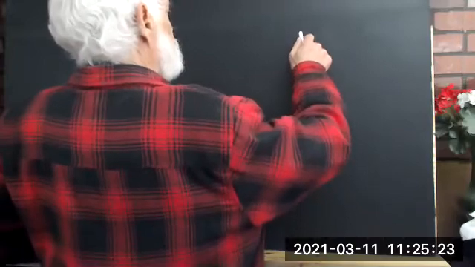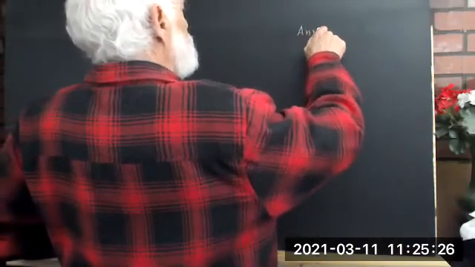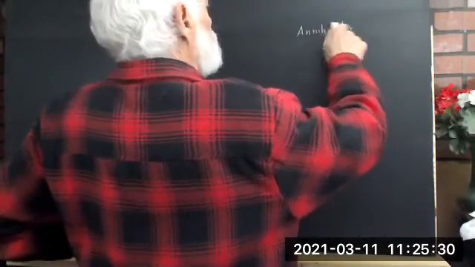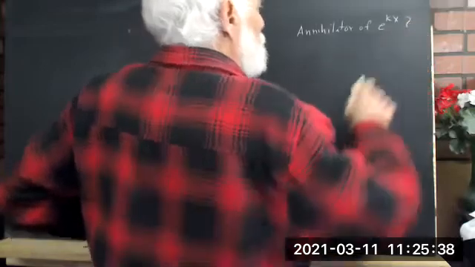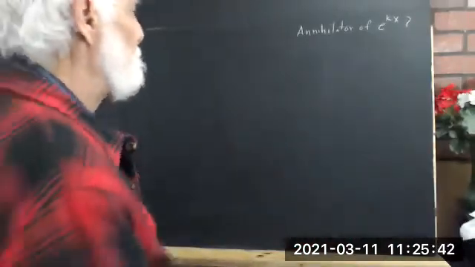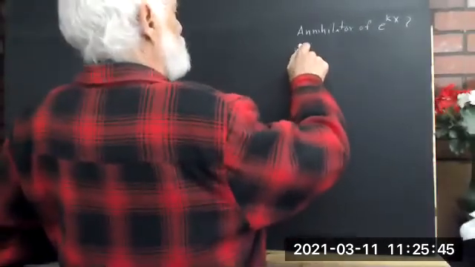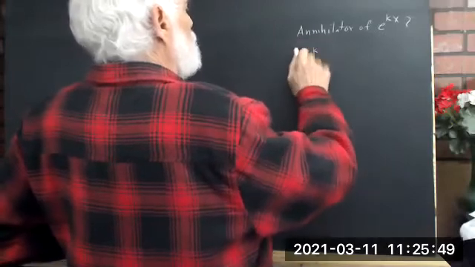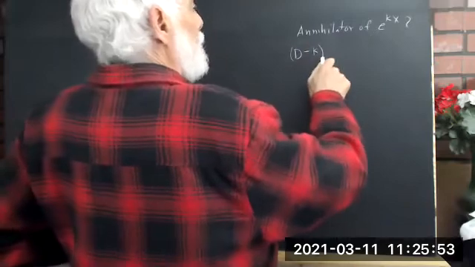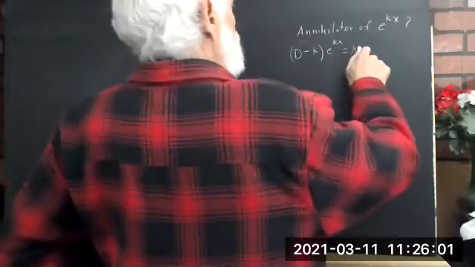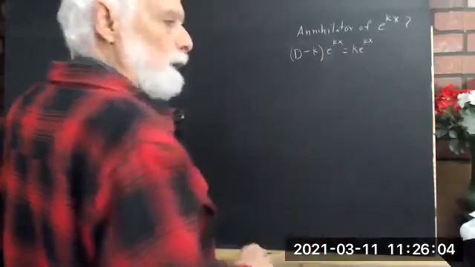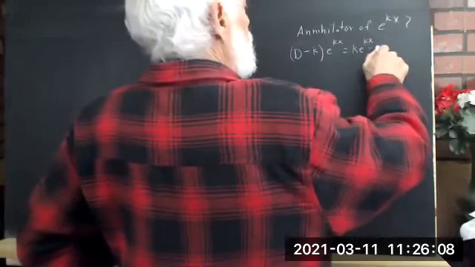Okay, first of all, what's the annihilator of e to the kx? Well, D minus k applied to e to the kx equals k e to the kx, because the derivative of e to the kx is k e to the kx, then minus k e to the kx, which is 0.